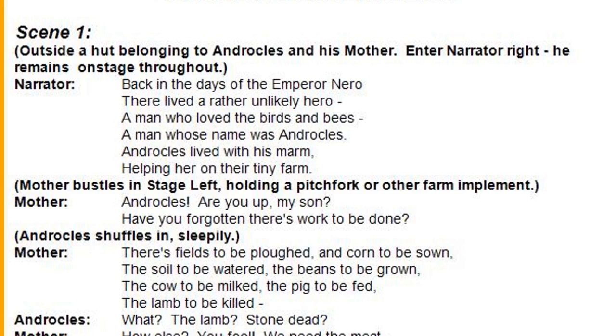For instance, the narrator here says, "Back in the days of the Emperor Nero, there lived a rather unlikely hero, a man who loved the birds and bees, a man whose name was Androcles. Androcles lived with his mom, helping her on their tiny farm." And it says, "Mother bustles in stage left, holding a pitchfork or other farm implement."